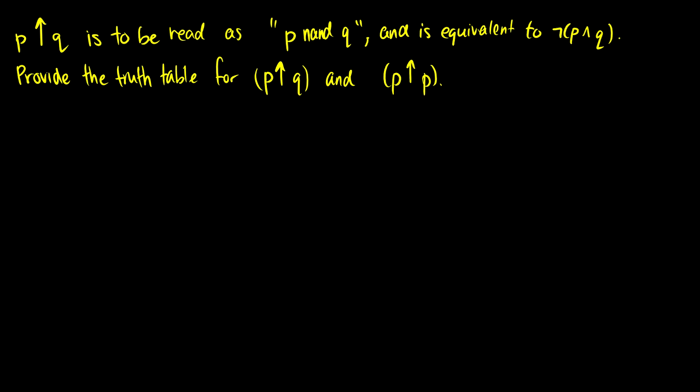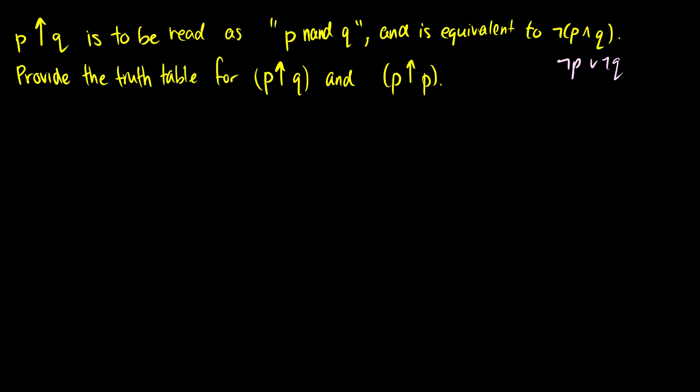In this video, we're going to introduce another logical operator called the Sheffer stroke. So we have P Sheffer stroke Q, which I'm going to call P up Q, and that's to be read as P NAND Q. So this is P not and Q. So it's equivalent to not (P and Q), which is the same thing as saying not P or not Q.